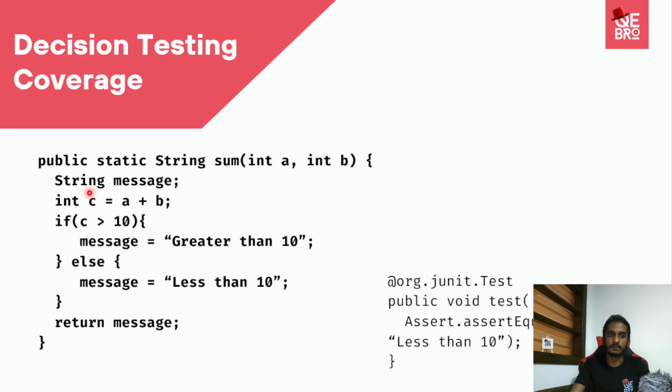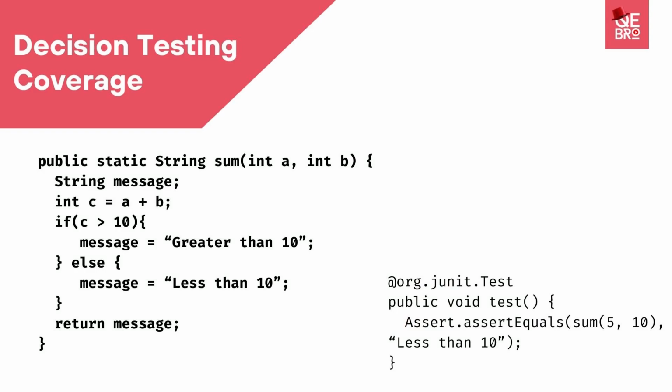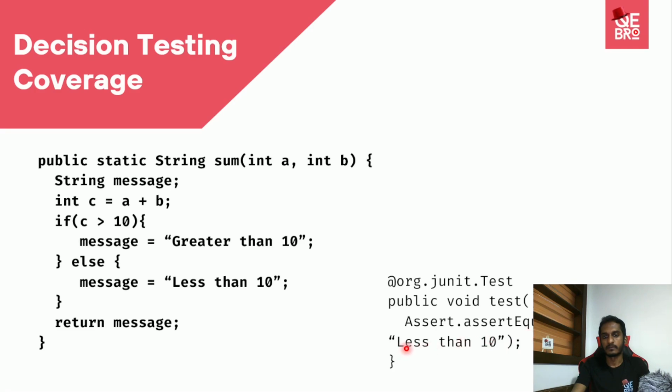The same way, we take the sum and assign it to a variable called C, and we check whether the variable is greater than 10 or not. If it is greater than 10, we return the message greater than 10, or else if it is less than 10, we say it's less than 10. Same JUnit test again, and we are passing the same values, sum 5 and 10, and we check this time whether it will return this particular message.